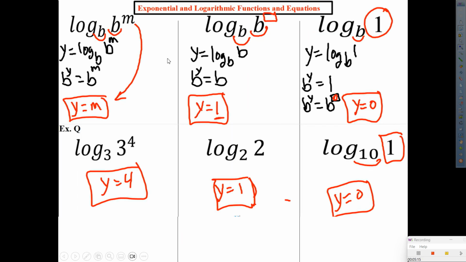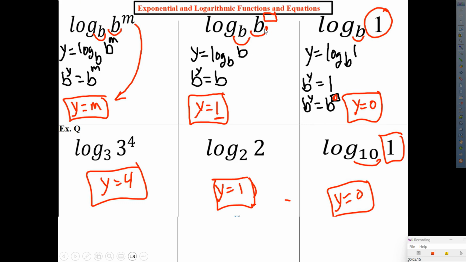We also did some rules to remember that if the base is the same as a given number, and the given number has an exponent, then the answer is the exponent on the given number. So look at this one, log 3, base is 3, the given number is 3, and the exponent is 4, the answer is 4.